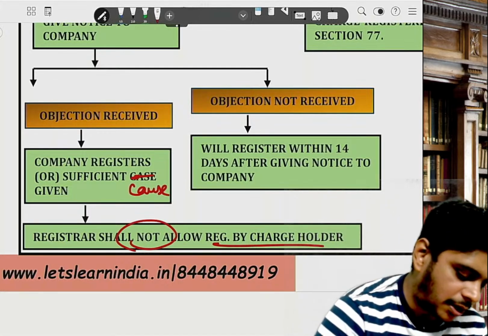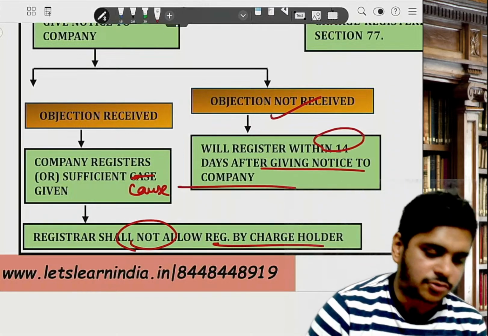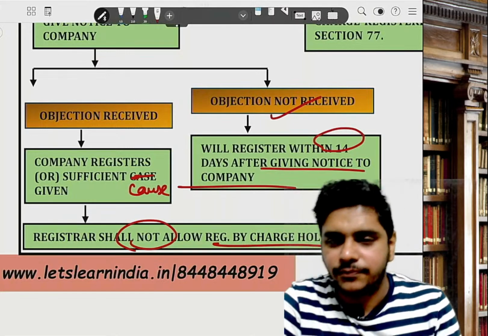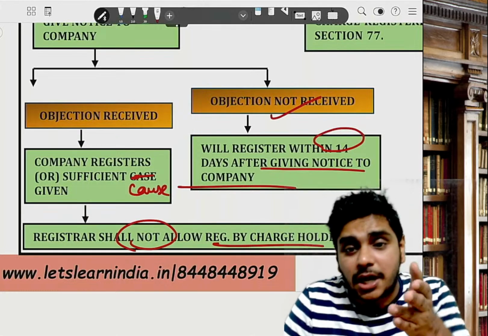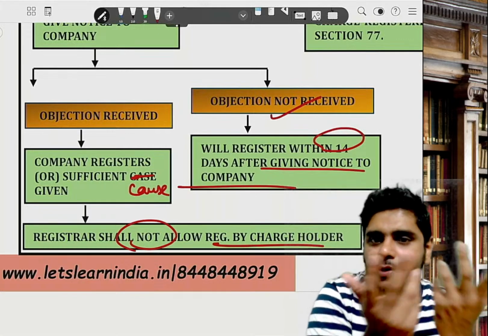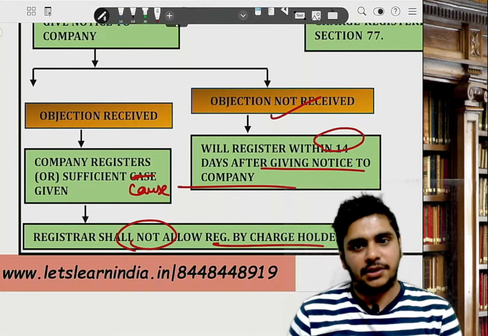If objection is not received, the ROC will register the charge within 14 days after giving notice to the company. So you need to reply within 14 days. If no reply comes, what will happen? The ROC will register the charge. But the application is made by whom? The charge holder, the bank. So the charge holder must have paid fees, additional fees or ad valorem fees, whatever they must have paid. They will pay from the pocket, but they will recover it from the company.